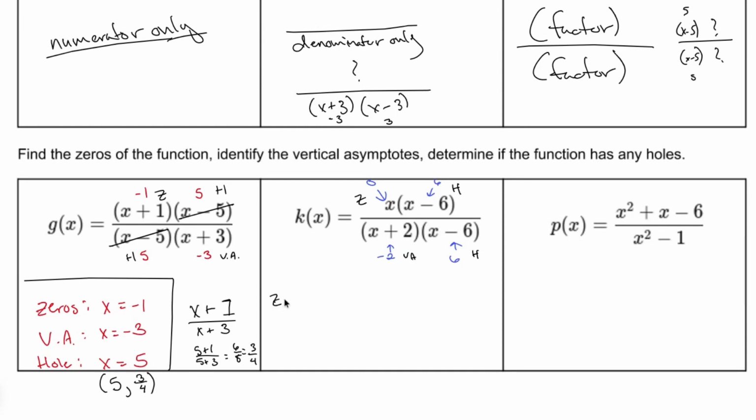So my zero is x equals 0. My vertical asymptote is x equals negative 2. And my hole exists at x equals 6.